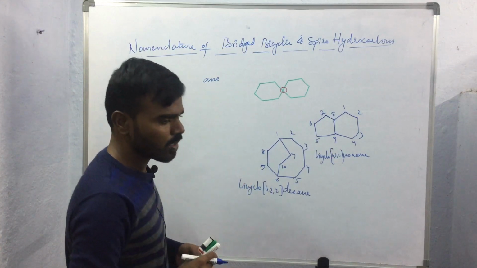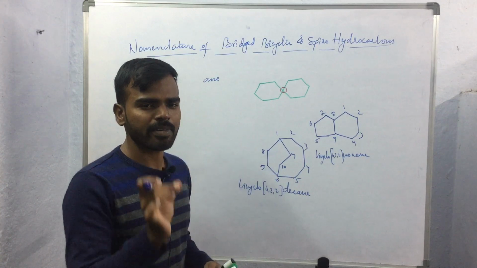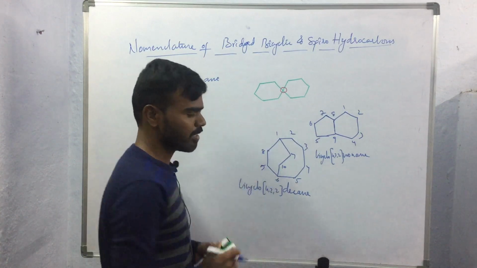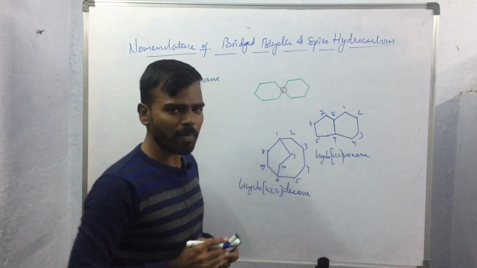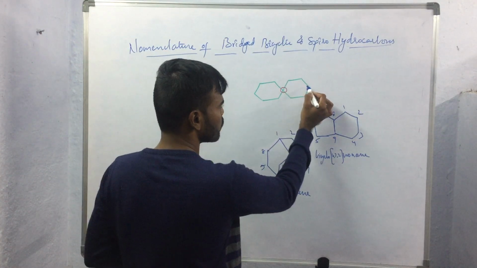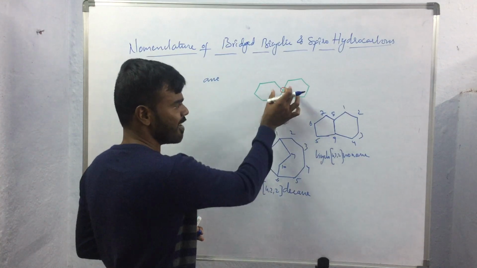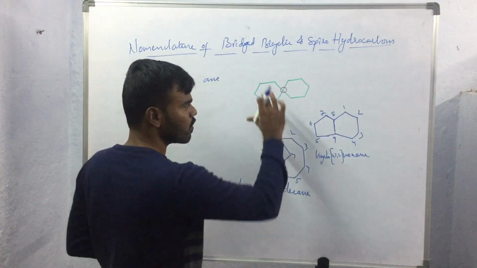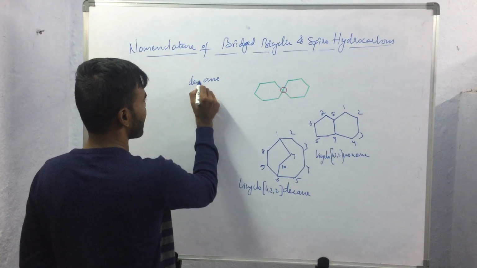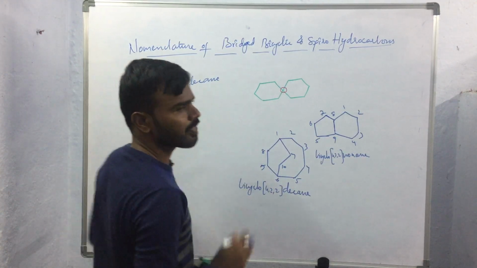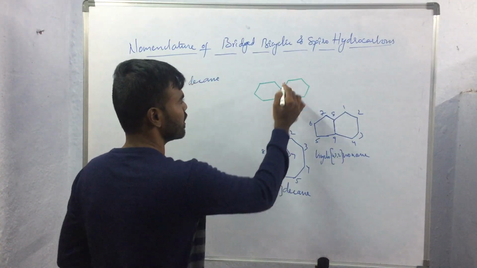Secondly, we have to count the total number of carbon atoms present in the compound. While counting, we will be excluding this common atom. So here 1 2 3 4 5 6 7 8 9 10. Instead of 11 atoms, we will be counting only 10 atoms. So this will be named as decane. Okay, and the remaining will be the same. We have to number.